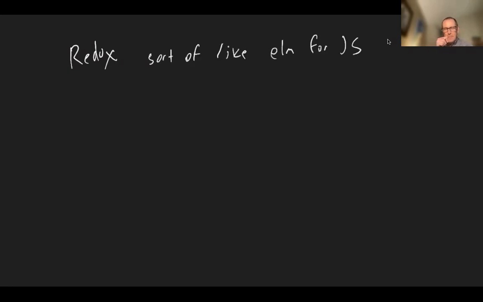Now let's talk about Redux. Redux is sort of like Elm for JavaScript. And what do I mean by that? Well, it's based on this Elm idea of having all of the state information in a single data structure. And it's in a single immutable data structure.